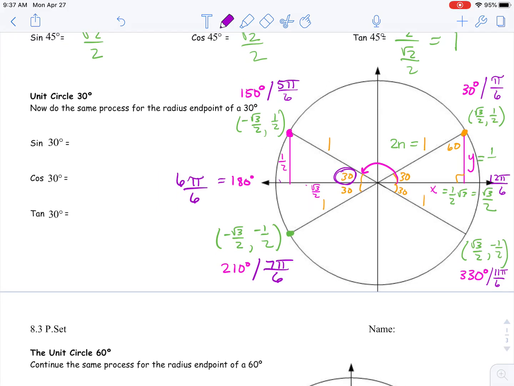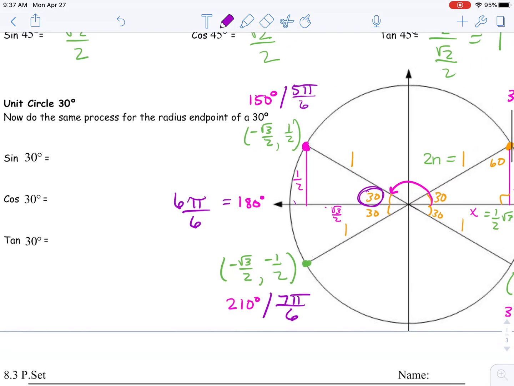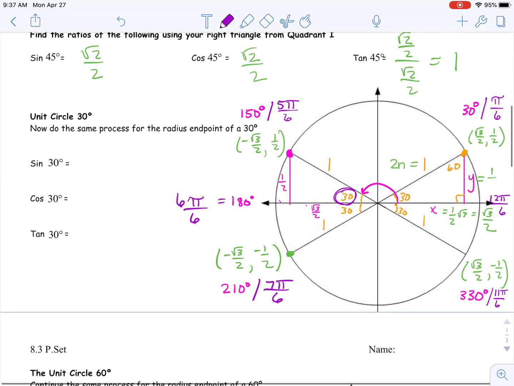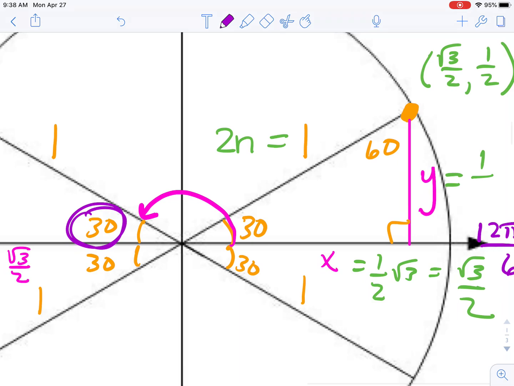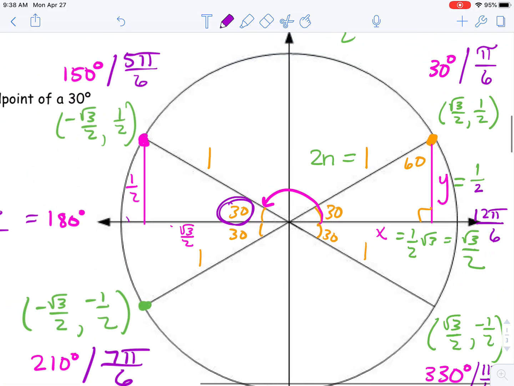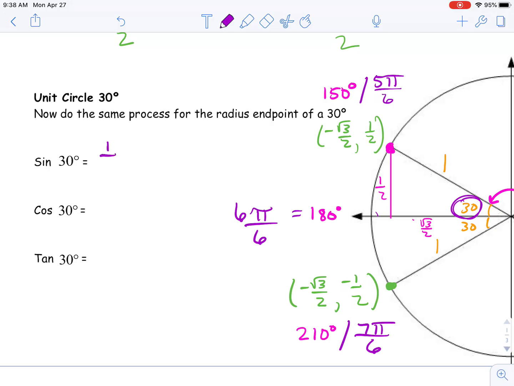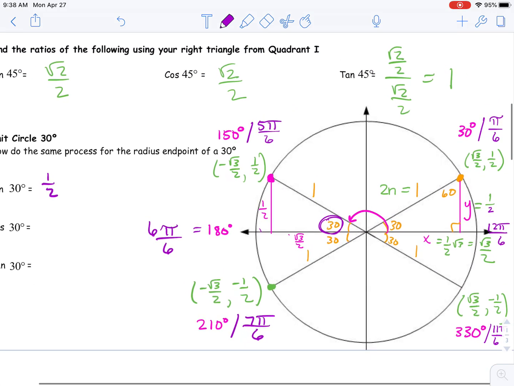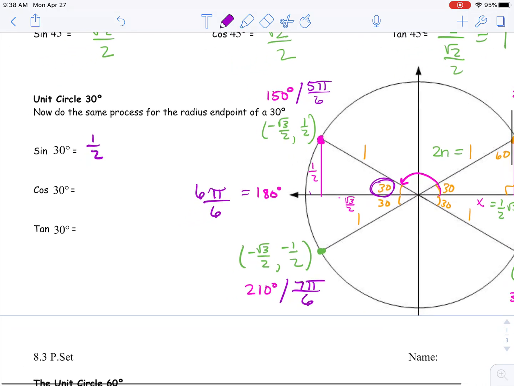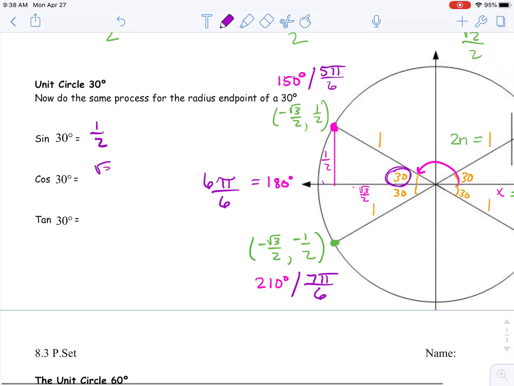The sine of 30, cosine of 30, and tangent of 30. Again, you can use SOHCAHTOA. You can come right in here, zoom in, and do opposite over hypotenuse, adjacent over hypotenuse, and then opposite over adjacent for your tangent. So that y was a 1/2. So for sine of 30, I would do 1/2 over 1, which is just 1/2. If I did the cosine of 30, that adjacent side is radical 3 over 2, and then dividing by 1 won't do anything.